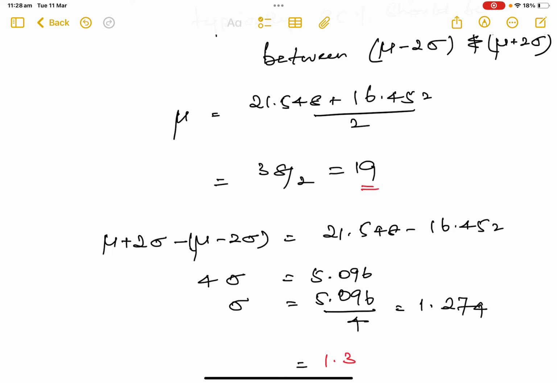So 21.548 plus 16.452, divided by 2. Adding them together gives 38, divided by 2 is 19. So mu is 19. That's one part of the question.